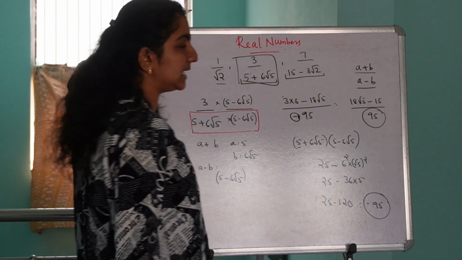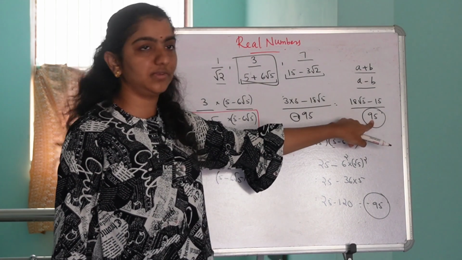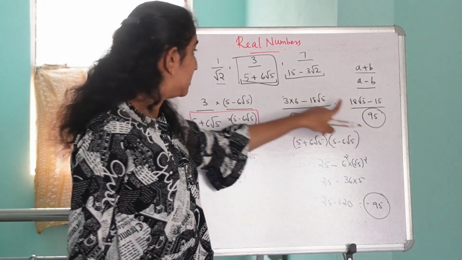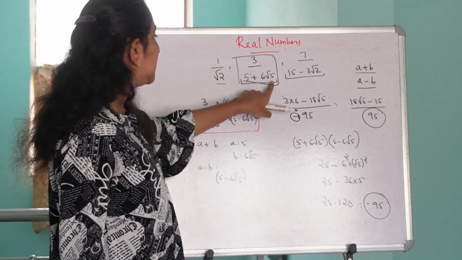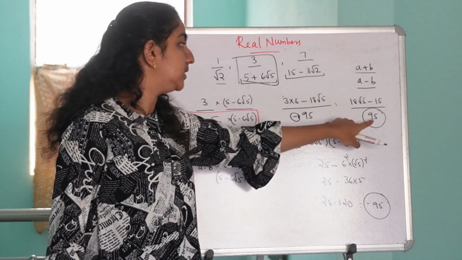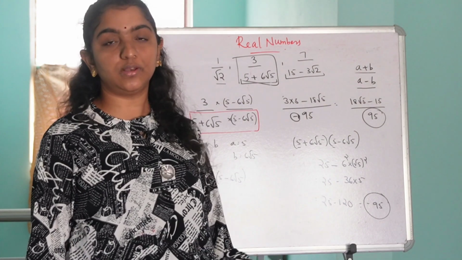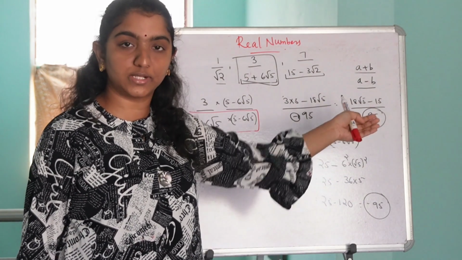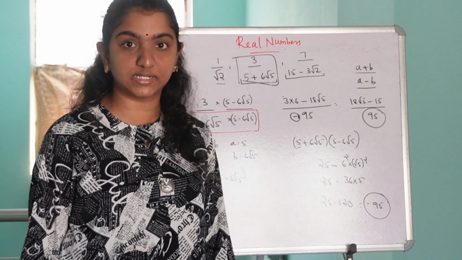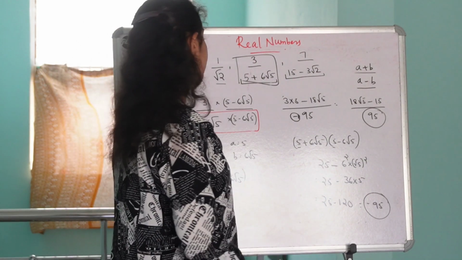Now you can see that we have rationalized the denominator. We converted the irrational number in the denominator into a rational number without changing the actual value of the expression, or the actual value of the real number. Is it clear, guys? Okay.